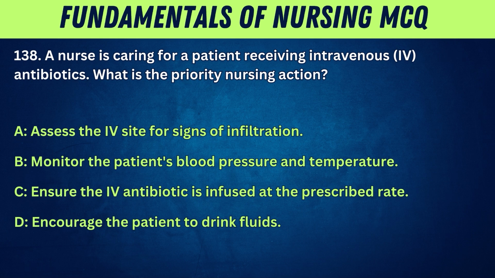138. A nurse is caring for a patient receiving intravenous antibiotics. What is the priority nursing action? A. Assess the forearm for signs of infiltration. B. Monitor the patient's blood pressure and temperature. C. Ensure the antibiotic is infused at the prescribed rate. D. Encourage the patient to drink fluids.